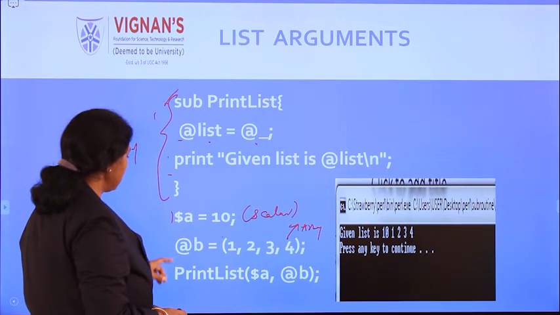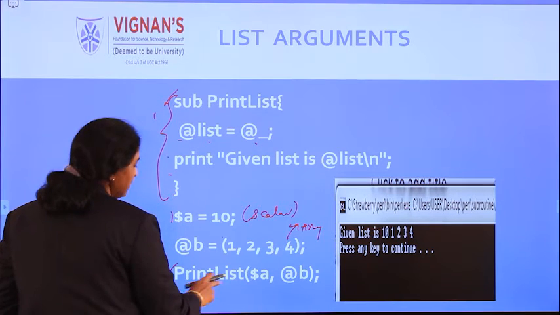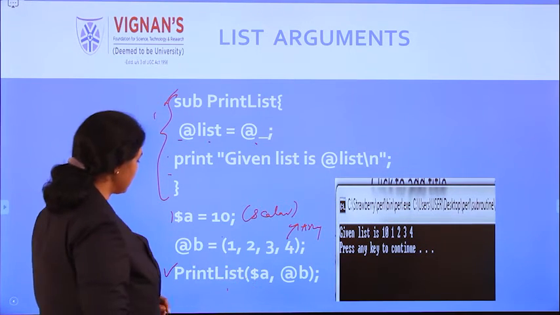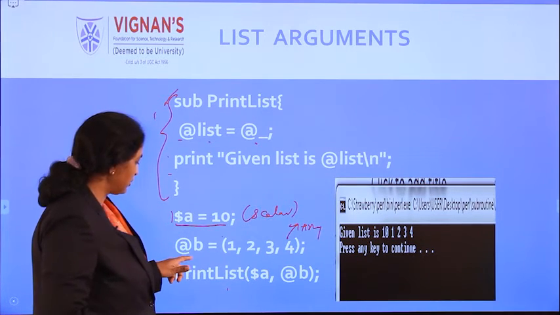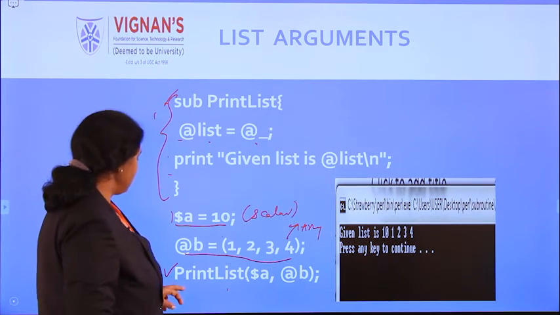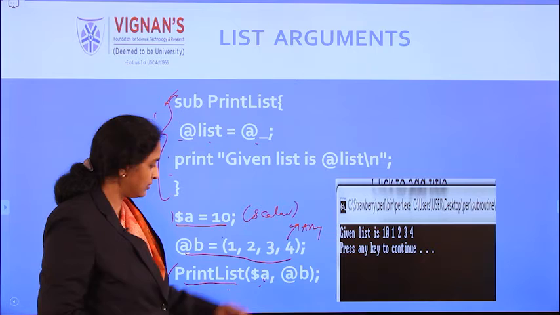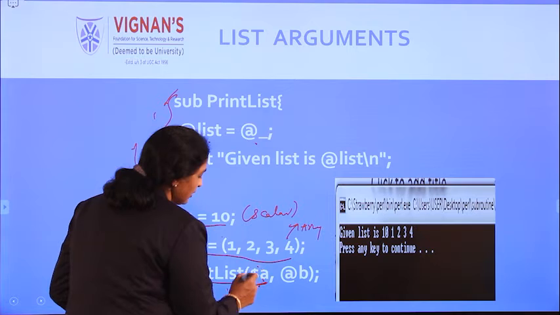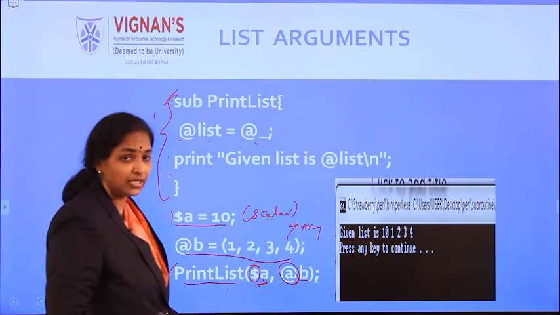Now coming to the data, this is nothing but a calling. Print list of, this is nothing but how you pass the parameter and call the function. Now what is A? A is a scalar variable which is initialized with 10. B is nothing but an array which is initialized with 1 to 4. Now your calling function is nothing but print list. It is passing the parameters A and B. You differentiate both. This is a scalar, that's why it carries the dollar. It is an array, it carries the array symbol.